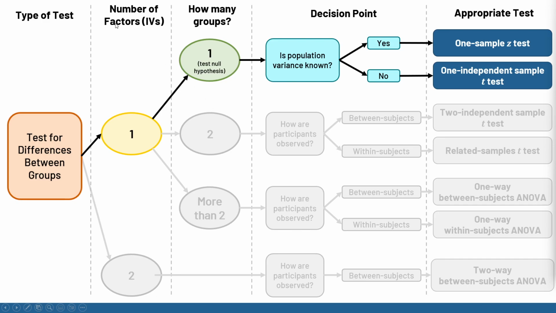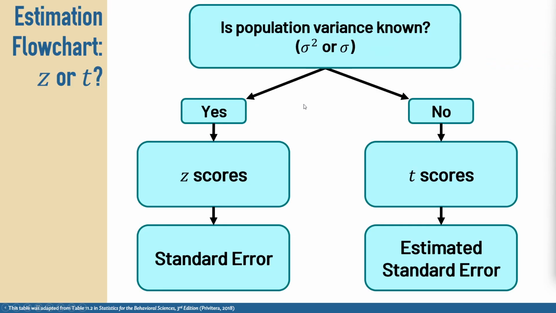We haven't defined factor yet. We'll be doing that in the next couple of modules. The base we can think of, here we're looking at one independent variable, one group, and the key difference between these two tests is whether or not we know the population variance. If we do, we're going to do a z. If not, we'll do a t-test.